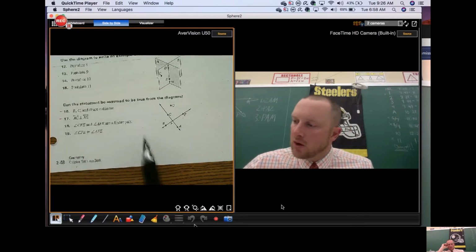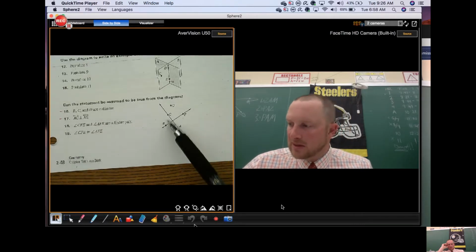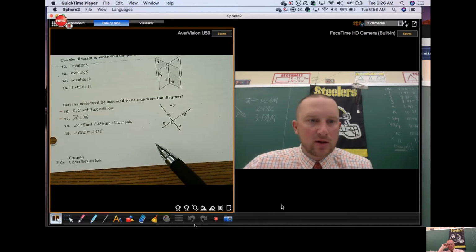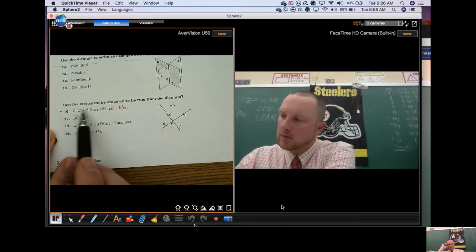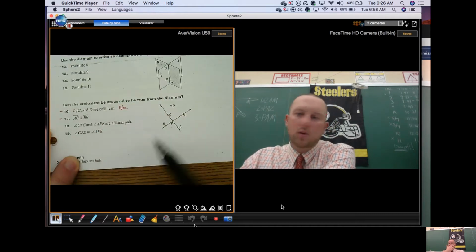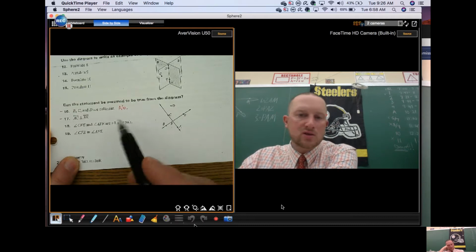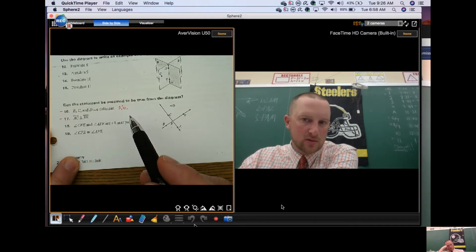Points B, C, and D are collinear. Look at points B, C, and D. They sure look like they're collinear. Are you allowed to assume that? Can it be assumed? No. If they're not connected, do not assume that they're collinear.